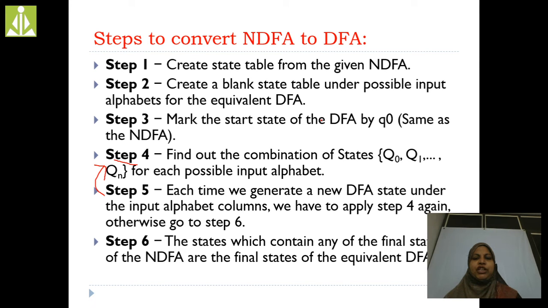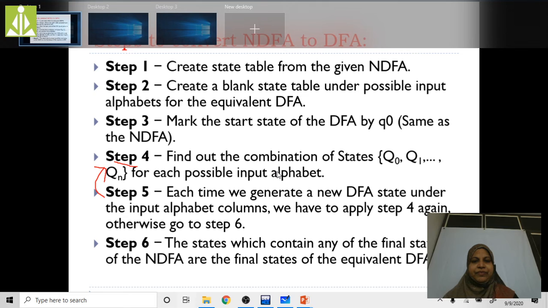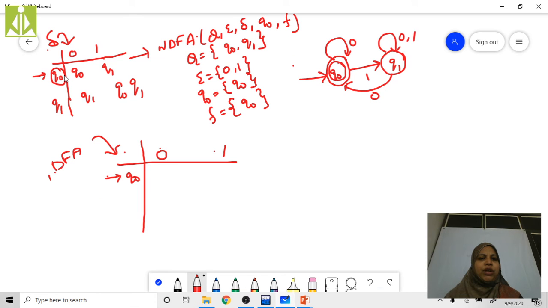Here I am taking the Q naught, my initial state. Find out the combination of states for Q naught, Q1, Qn for each input alphabet. Now I am going to find out the states. Right. Now Q naught on 0. What is Q naught on 0? Q naught on 0 is Q naught. Q naught on 1, Q1, right?